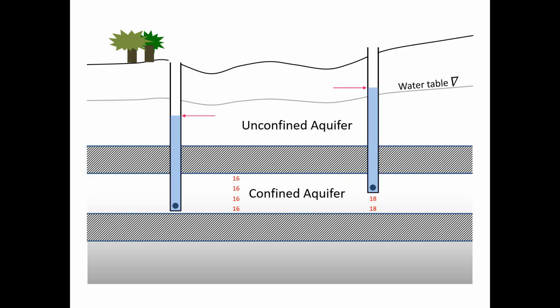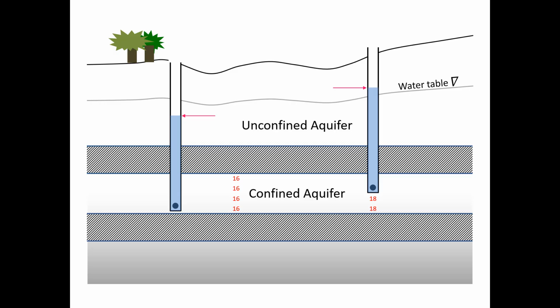Another thing to notice is that the head in the confined aquifer may be above or below the water table. In other words, the confined and unconfined aquifers act independently and can each have their own flow system governed by the heads of the pore waters inside of them. In this case, the head on the left side of the confined aquifer is below the water table, while the head on the right side of the confined aquifer is above the water table.